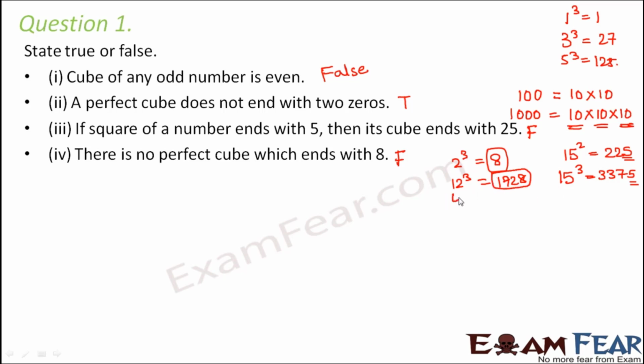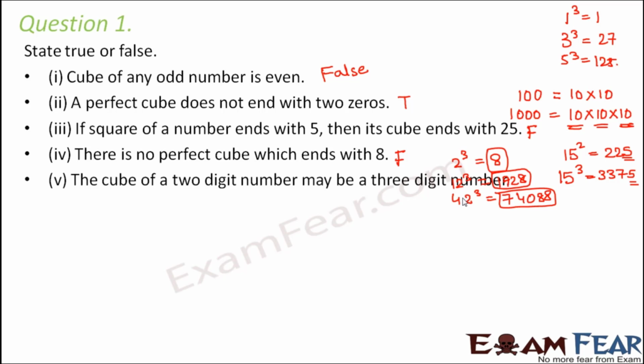Similarly, if you look at 42 cube, that is equal to 74088. So this also ends in 8. So for any number ending with 2, its perfect cube will end with 8. So perfect cubes can definitely end with 8. The cube of a 2-digit number may be a 3-digit number.